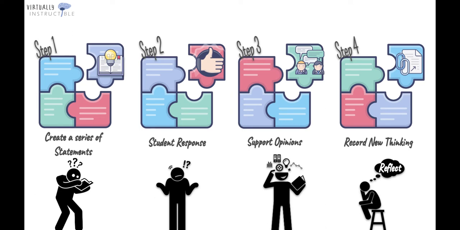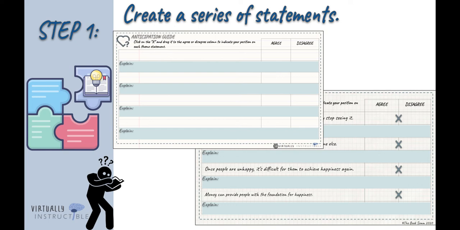Then we get to student response and supporting opinions and recording new thinking. So this is a pretty easy lesson. It shouldn't take me too long to explain this. Here we go. Step one is to create a series of statements. It's kind of nice if you create a template for some of the different activities that you use frequently in your interactive notebooks so that the setup of it is easier. You just put in your statements for the new text that you're doing.